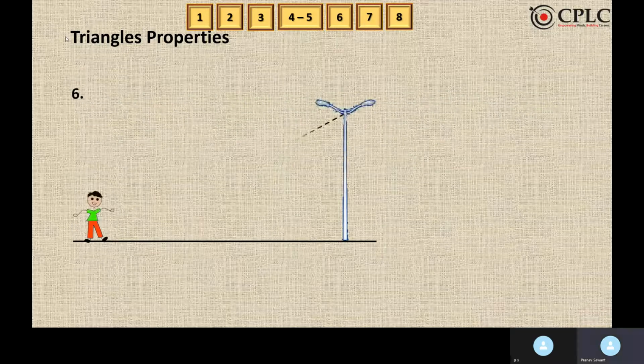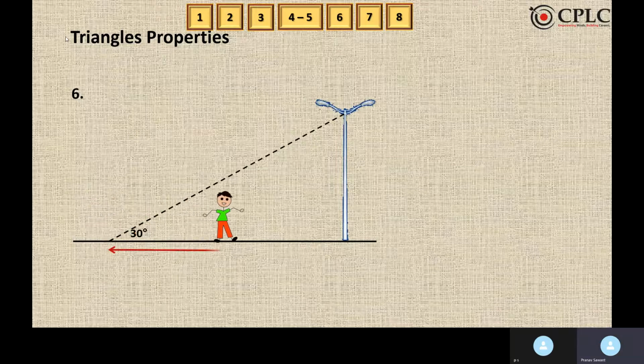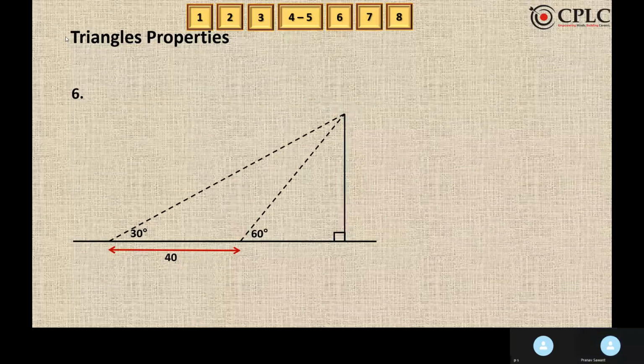Now this is a girl. She looks up, so the angle of elevation is 30 degrees. She moves ahead a bit, that is, she moves ahead by 40 meters, and now the angle of elevation is 60 degrees. The pole is perpendicular to the ground, hence it will form 90 degrees. So these are the two right triangles that will form.